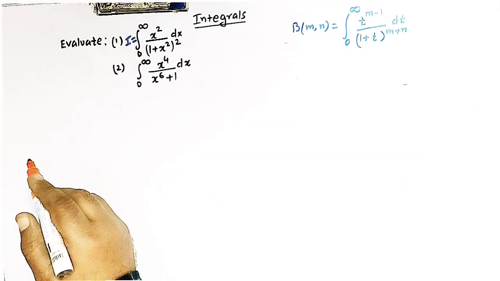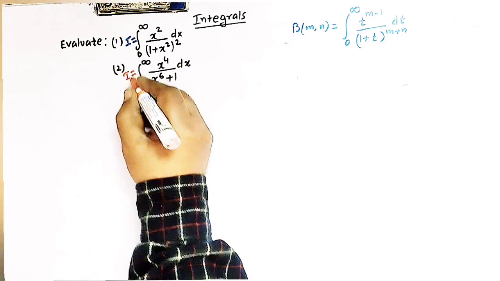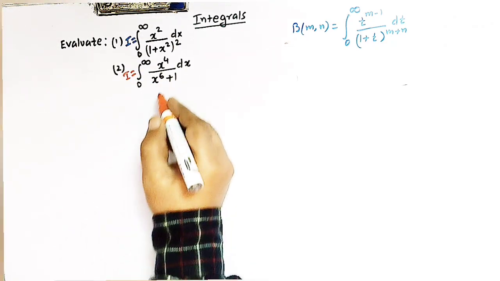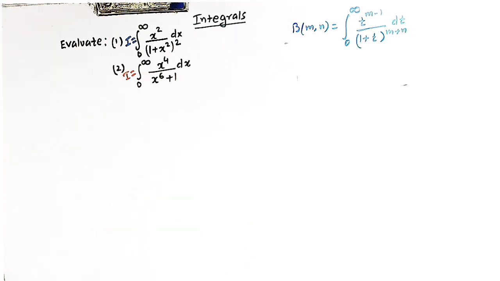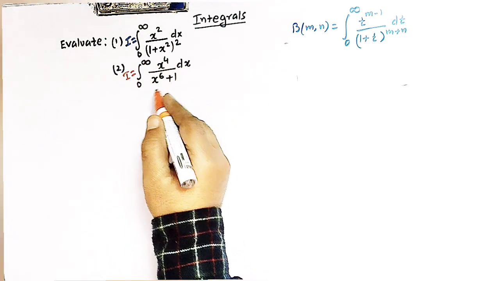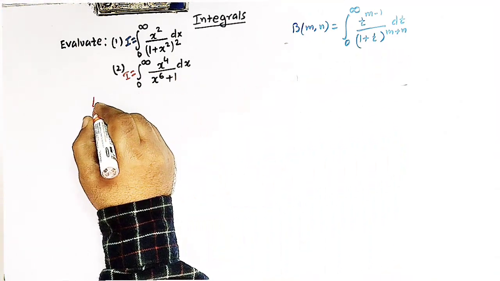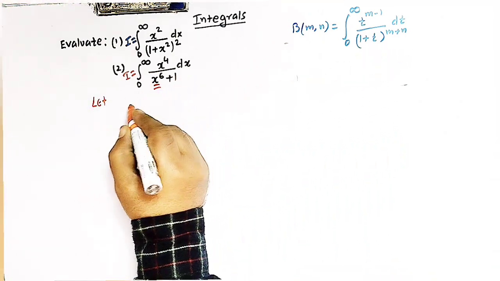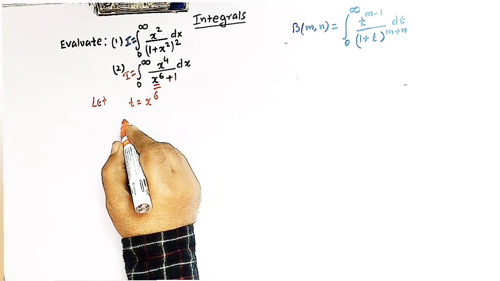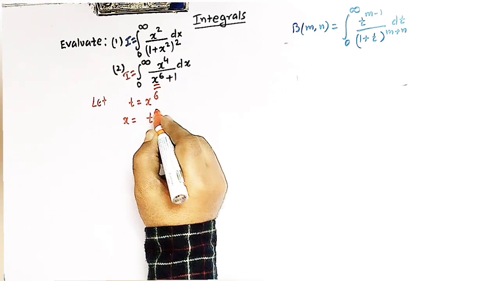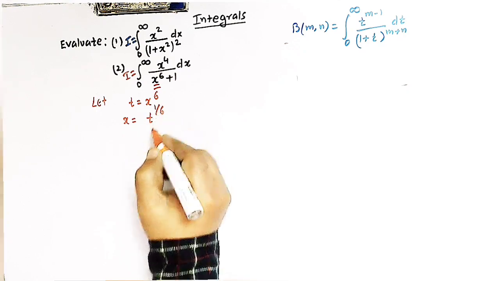So now let us consider the second problem. So here let us take this integral as I. And here also we'll start with the method of substitution, and then we'll convert this integral into this form. So let us substitute here t is equal to x raised to 6. So x can be written as the sixth root of t, that is t raised to 1 over 6.